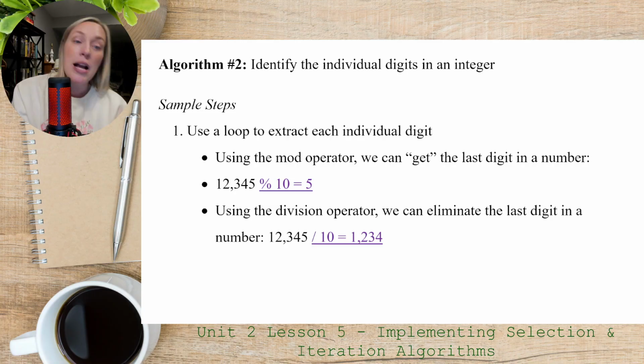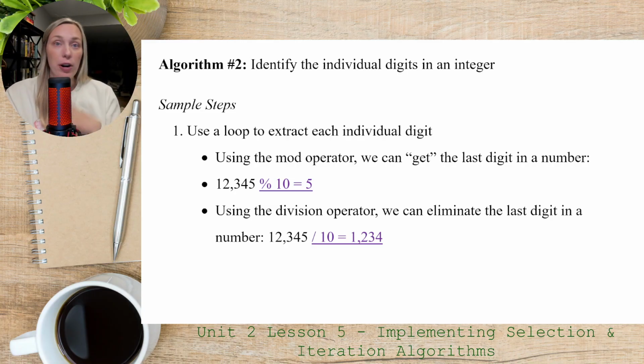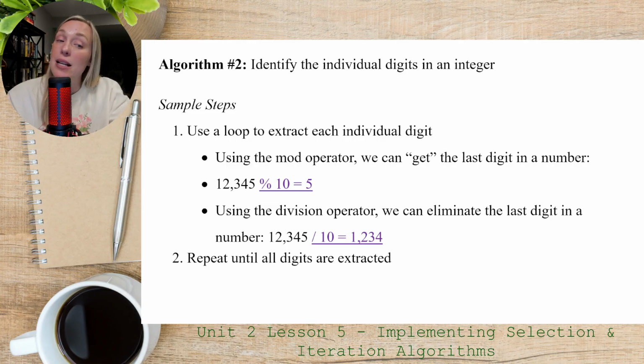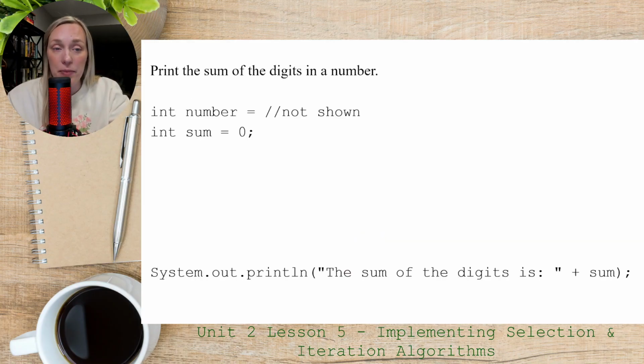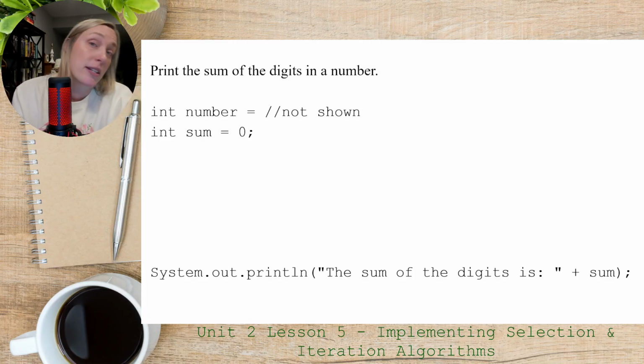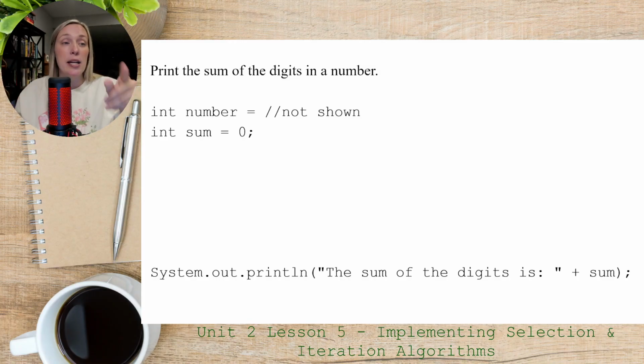Again, where might you need to use this in a program? It's going to come up at some point. Something that you might have to use to solve a problem, play a game, whatever you are coding. So you're going to want to know the steps to do this. We repeat these steps until all digits are extracted. So let's write out what that means. Here's an example of when you might need to extract digits in a number: if you want to print the sum of all the digits in a number. Let's say you have some sort of number, and you can see there in the code that's set up for you, it's not shown.